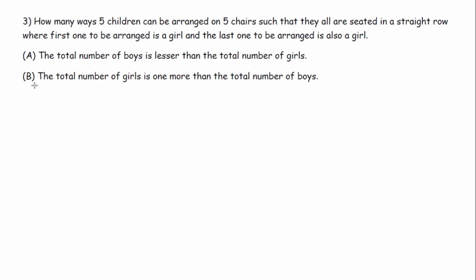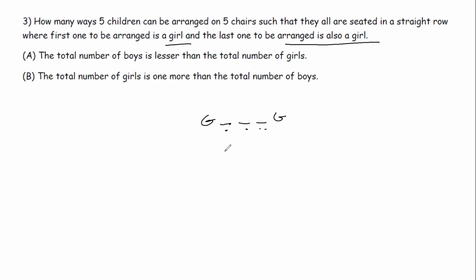How many ways can 5 children be arranged on 5 chairs such that they all are seated in a straight row, where the first one to be arranged is a girl and the last one to be arranged is also a girl? Correct. Okay, so we have 5 children and this is a girl and this is also a girl. So this one could be a girl, could be a boy, girl or boy, girl or boy. So for these three in the center, we don't know whether they are girl or boy.